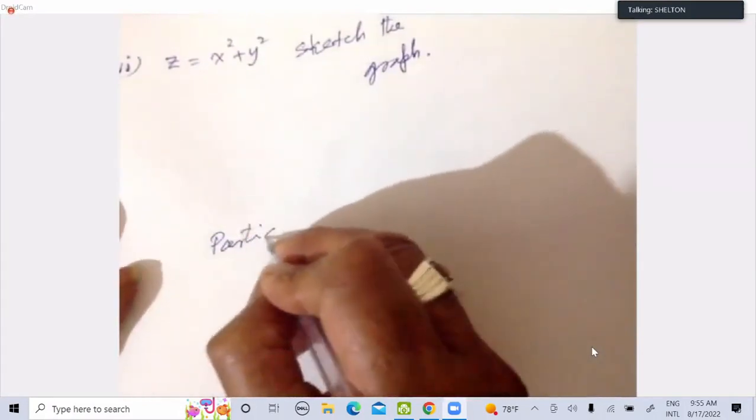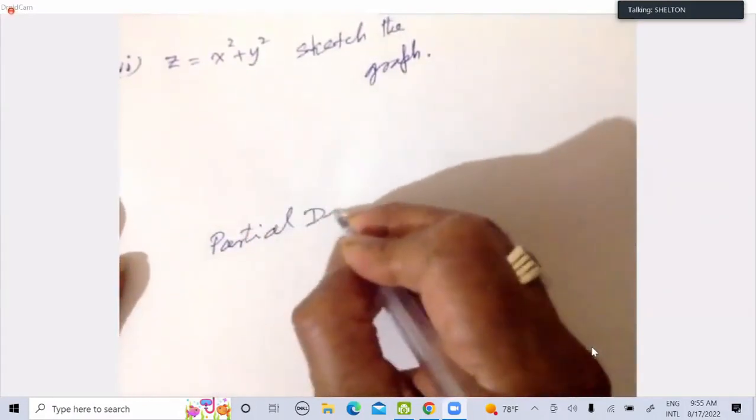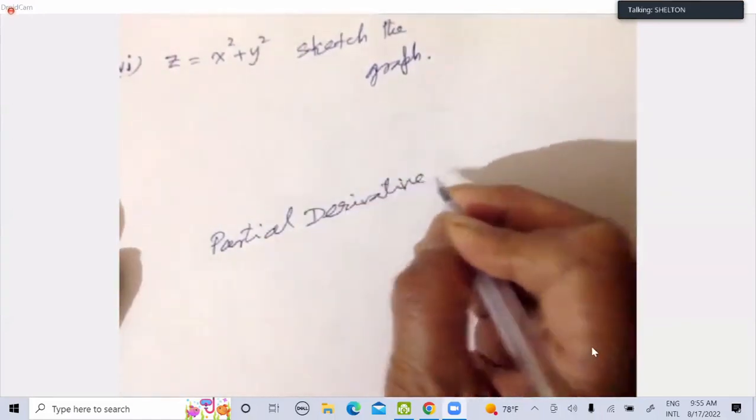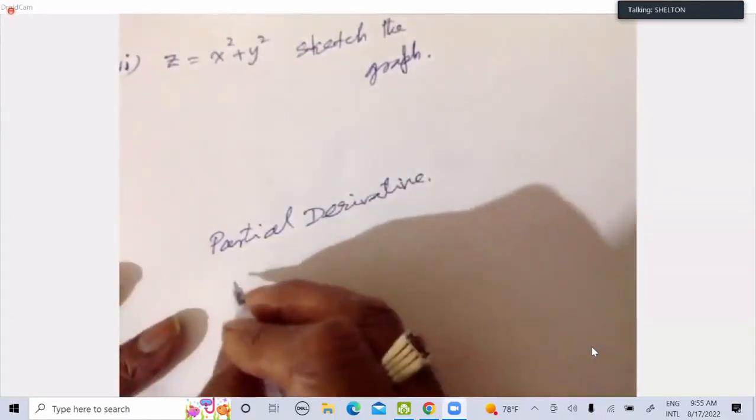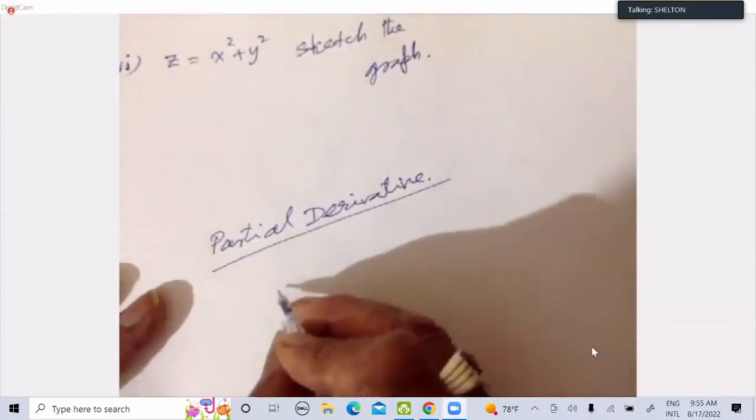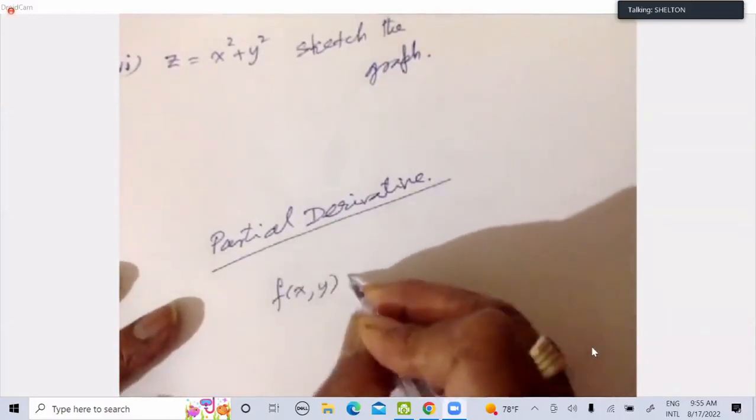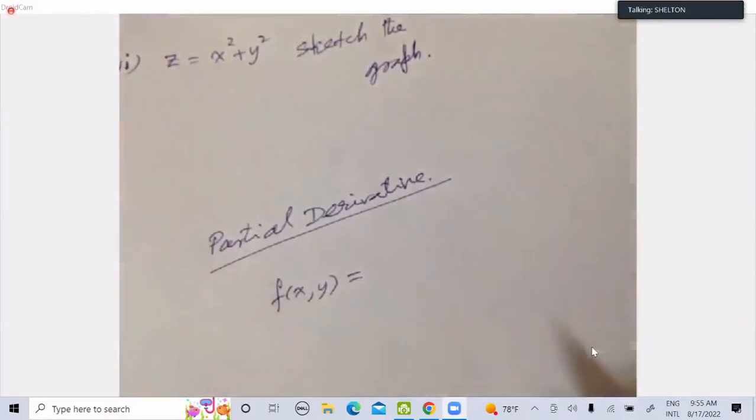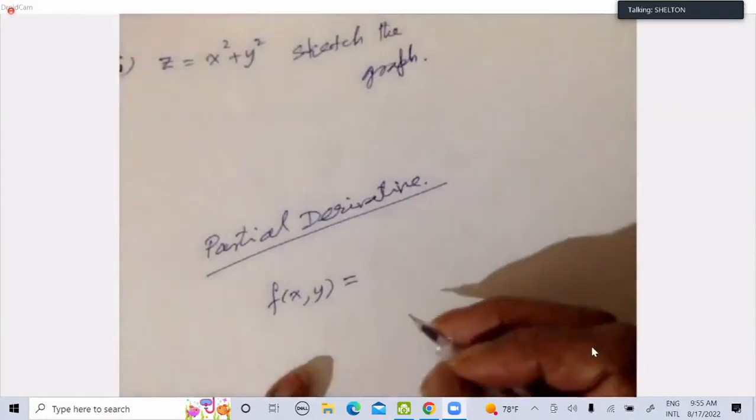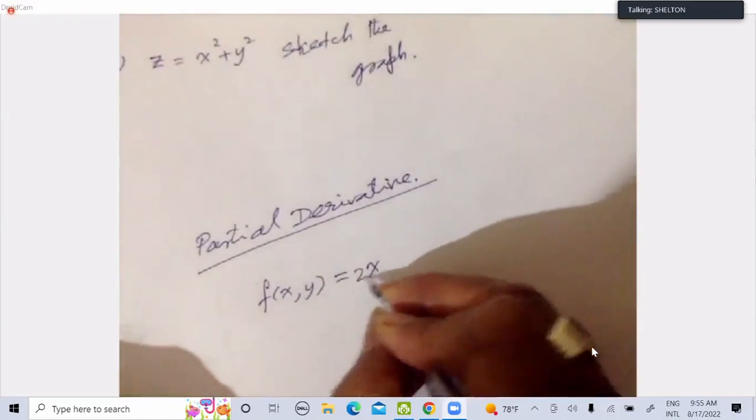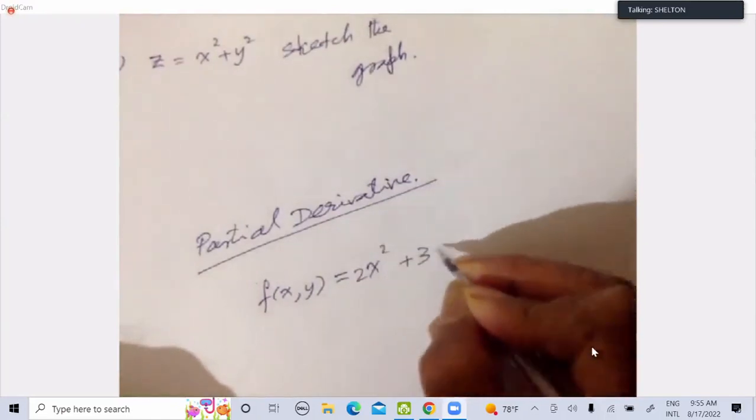Partial derivatives. Take a function of two variables. This is so that you can do the problems given in that tutorial. Fourth problem: suppose f(x,y) is given by 2x squared plus 3y squared.